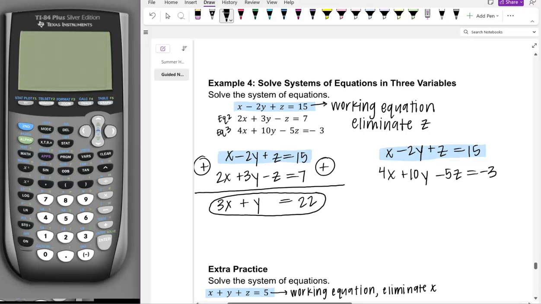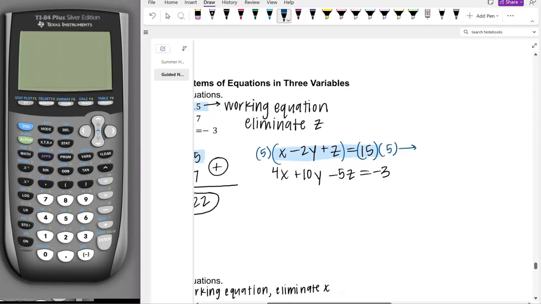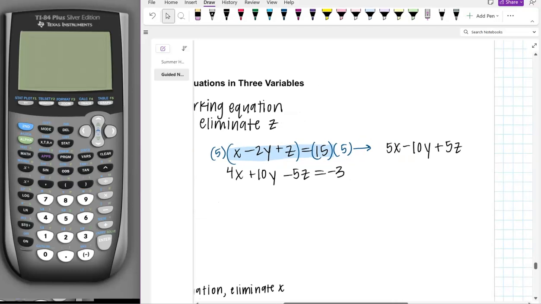Remember, I'm trying to eliminate z. In this one, they don't just eliminate right off the bat. Sometimes you'll have to multiply your working equation by an integer. In this case, if I want to eliminate z, I need to multiply everything here by 5. Multiplying it all by 5, I get 5x minus 10y plus 5z equals 75.